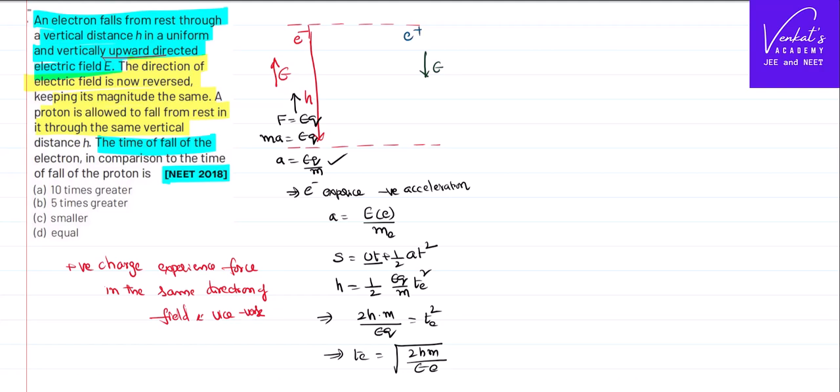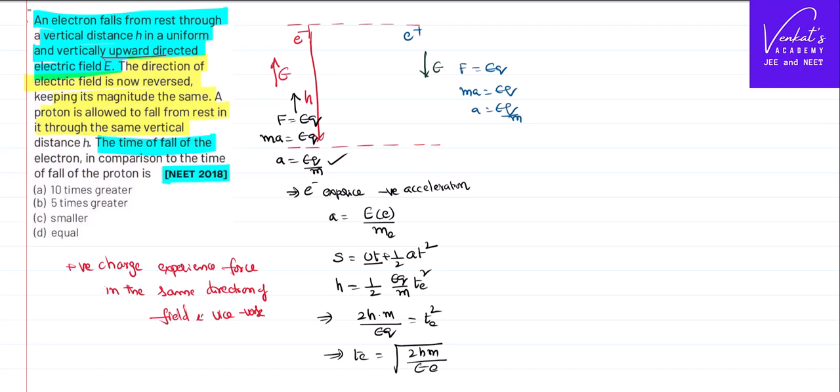So, you know, a positive charge experiences the force in the same direction of the field. So, it experiences a force. How much is the force again? F equals EQ, MA equals EQ. So, A equals EQ by M. Here also it is experiencing the same acceleration.